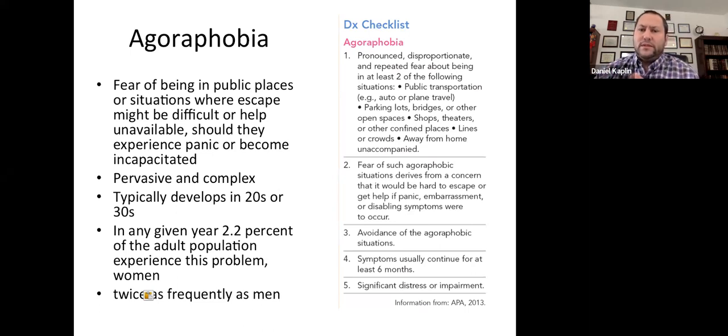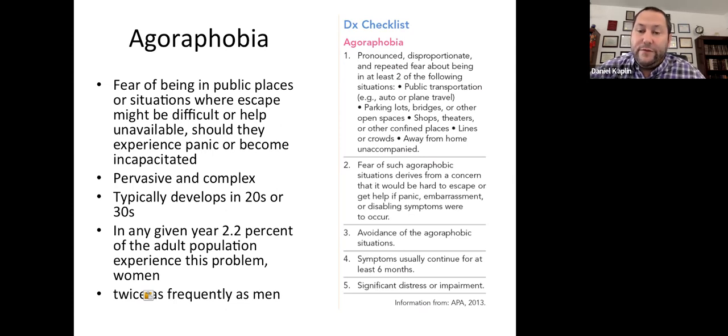But there are other forms of situations, and you need at least 2 situations, such as parking lots and bridges, or crowded spaces, shopping, theaters, or even leaving home unaccompanied because they might need help or to be rescued. Now, this fear is such that the person is afraid that they cannot escape, or it might be disabling or debilitating for them.